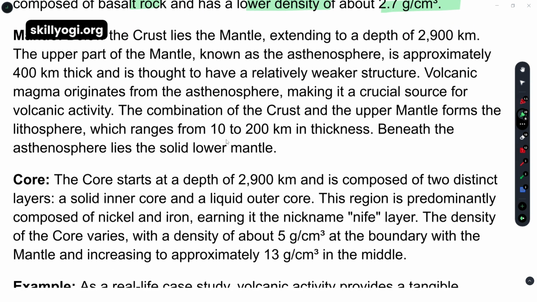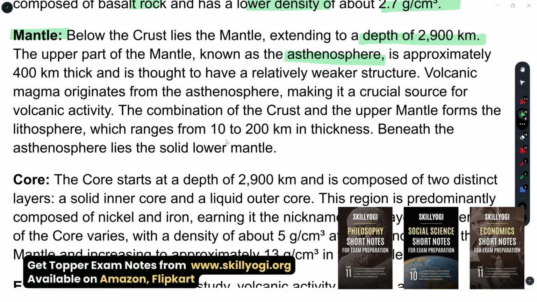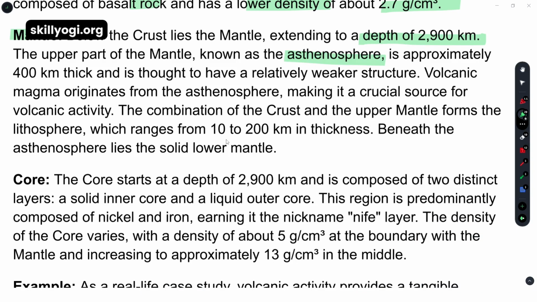Come to the mantle. Below the crust, the mantle is lying there. It extends up to a depth of 2900 km. The upper part of the mantle is called the asthenosphere. Some questions also come from this part, because just now you have learned the shadow zone. The asthenosphere is also related to this shadow zone. So this is the asthenosphere, which is approximately 400 km thick and a relatively weaker structure.